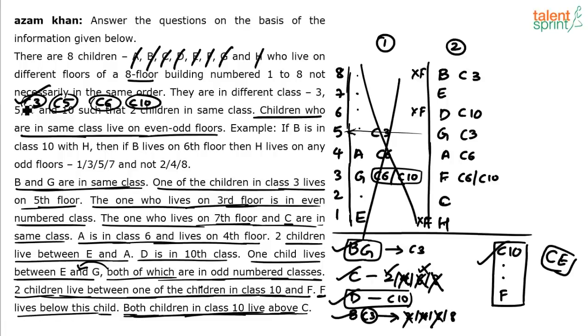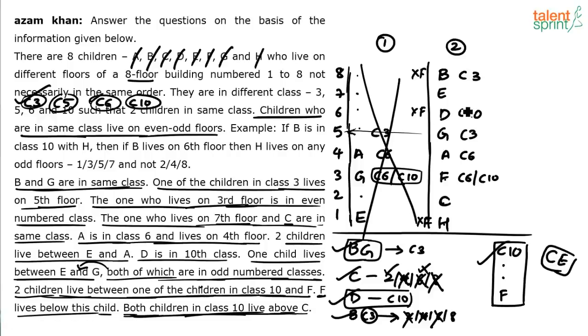But we know that C3 is over. They cannot be in C6 also. Why? Because A is in C6. If A is in C6, E and C cannot be in C6. There are only 2 persons in every class, right? So C6 we have already got 1 person. So E and C, both of them cannot be in C6. So C6 is not possible.